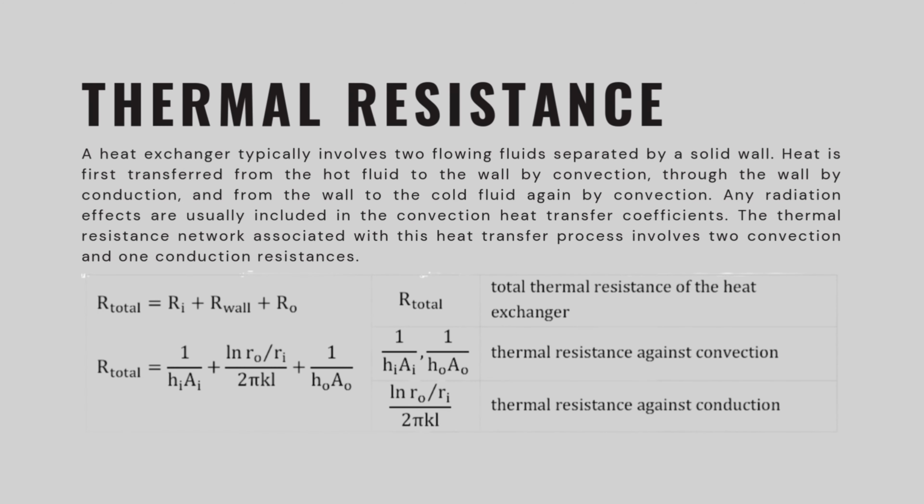First thing we can tackle when it comes to heat exchangers is the thermal resistance. A heat exchanger typically involves two flowing fluids separated by a solid wall. Heat is first transferred from the hot fluid to the wall by convection, through the wall by conduction, and from the wall to the cold fluid again by convection. Any radiation effects are usually included in the convection heat transfer coefficients. The thermal resistance network associated with this heat transfer process involves two convection and one conduction resistances.